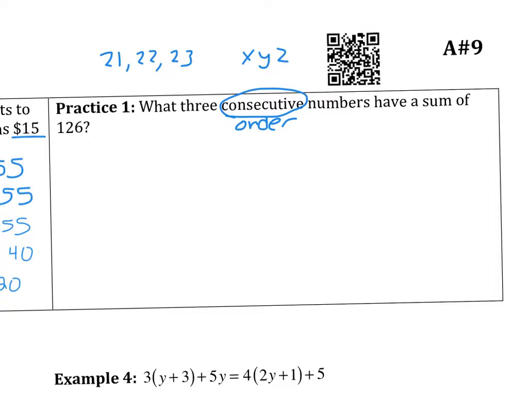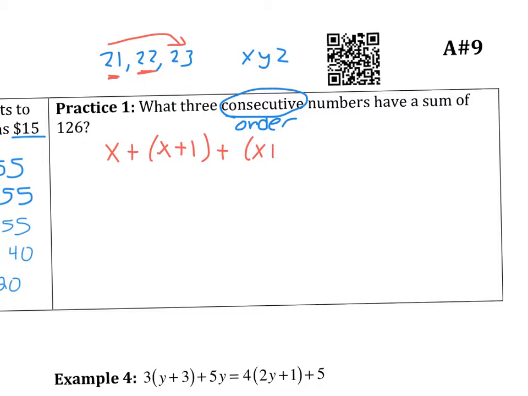Okay, so how do I write 3 consecutive numbers? Well, if I call X the first number, what's the next number? How much more is it than X? Plus 1. It's only one more, because look, 21, add 1 to get to 22. So how much do I add to X to get to the third number?